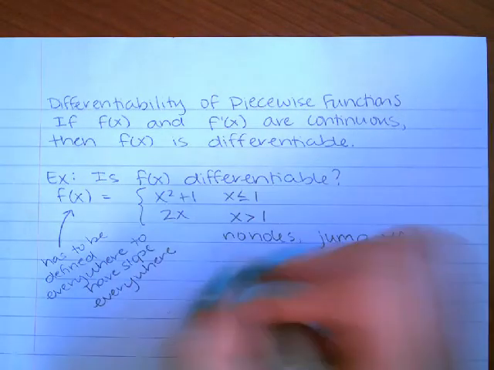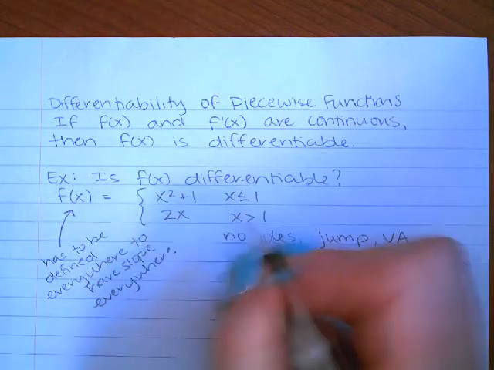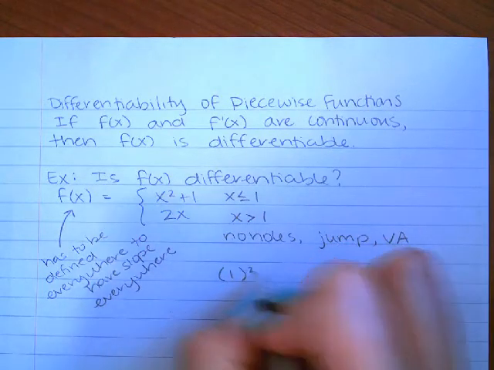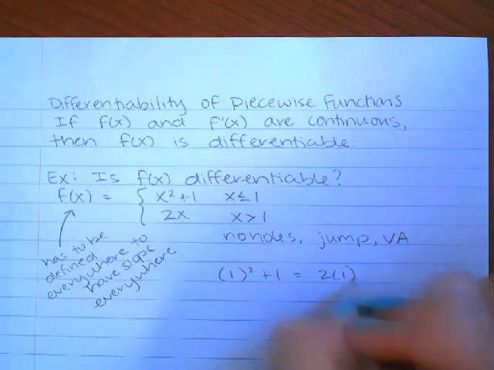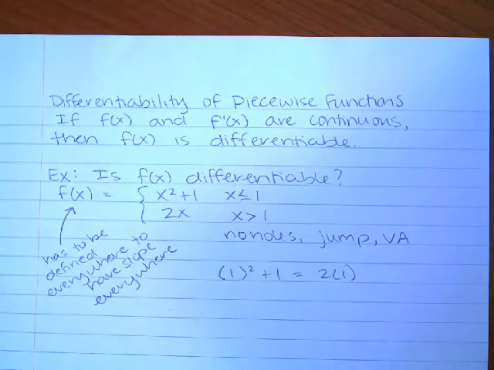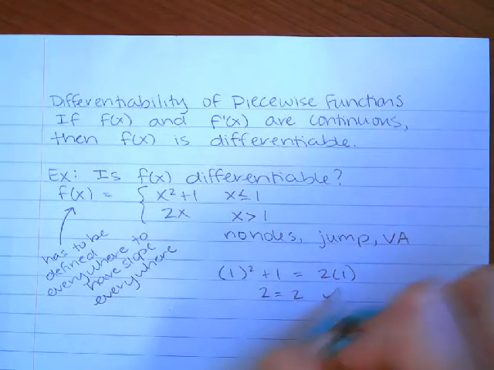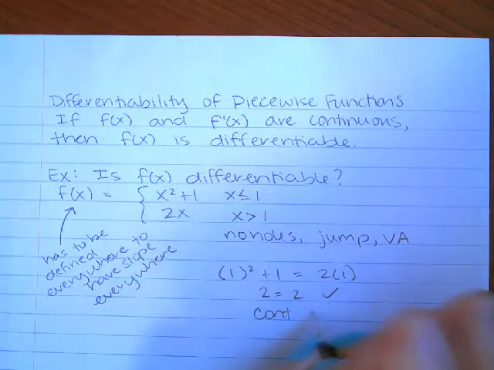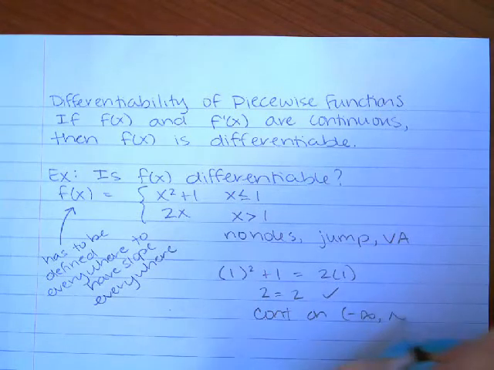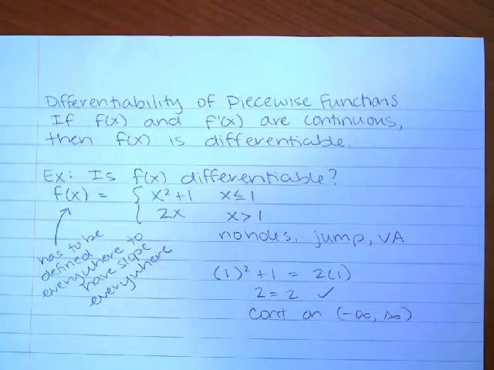So to check for continuity, I'm just going to go ahead and plug in 1 to the left side and plug in 1 to the right side. Since we have a parabola for the left side and a straight line for the right side, I'm not worried about the pieces themselves, whether or not those pieces are continuous. I know that a parabola is continuous. I know that a straight line is continuous. I'm concerned with where the two curves come together. So 1 plus 1 is 2, 2 times 1 is 2. So now we can conclude that this function is continuous for all real numbers. So that's a good start.